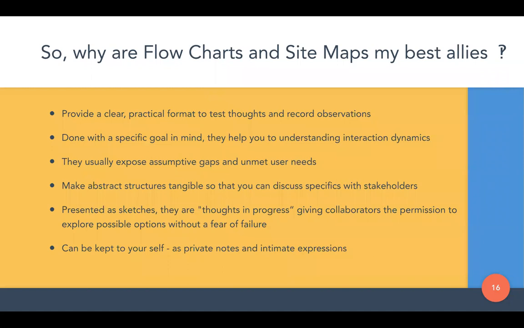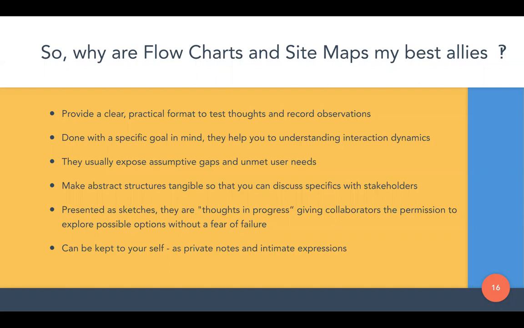So why are flowcharts and sitemaps your best friends? Well, they provide a clear, practical format to test and record observations. As you go around and look at things, it's really important to draw out ideas. If you know the types of tools that are available to you, like, oh, I could turn this into a flowchart, and this is what a flowchart does, or I could use a sitemap, and this is the purpose of it, you can figure out what you're trying to do in an easier way because you already have a strategy. The specific design artifact gives you a strategy to help you solve your problem.